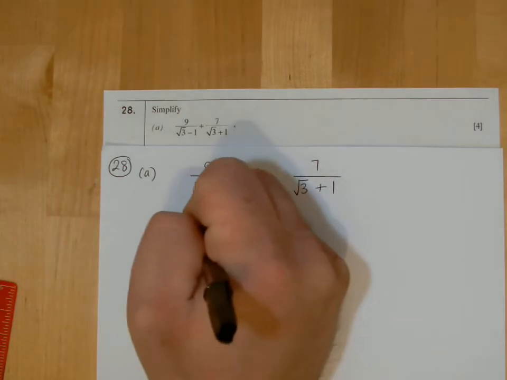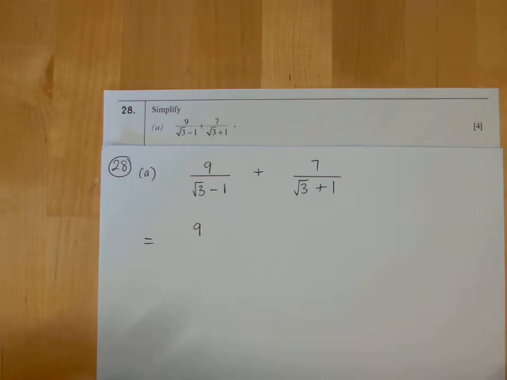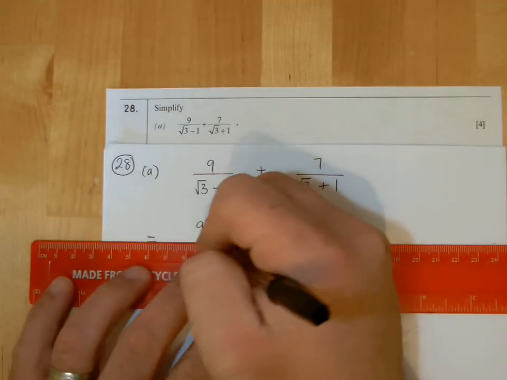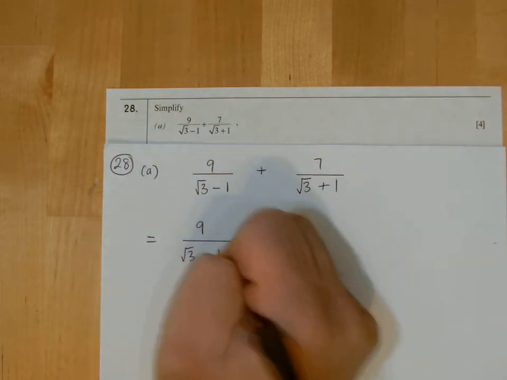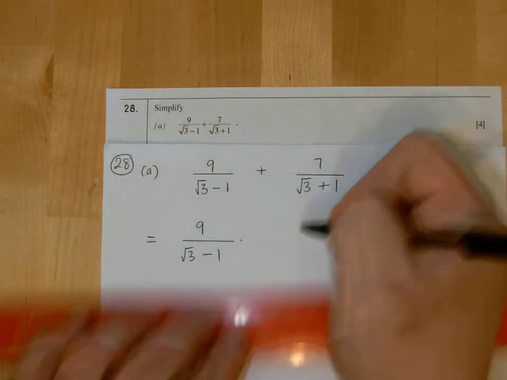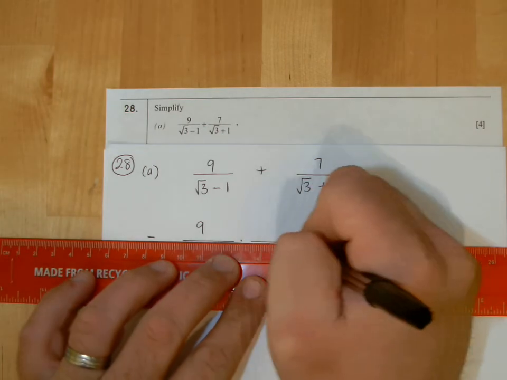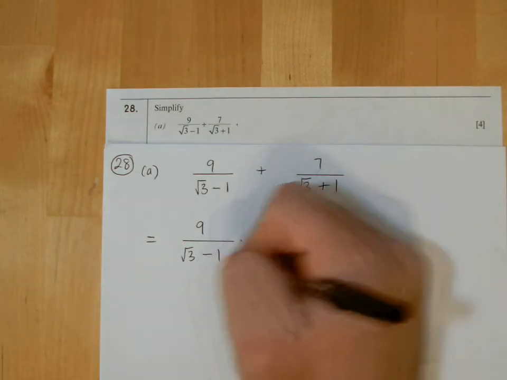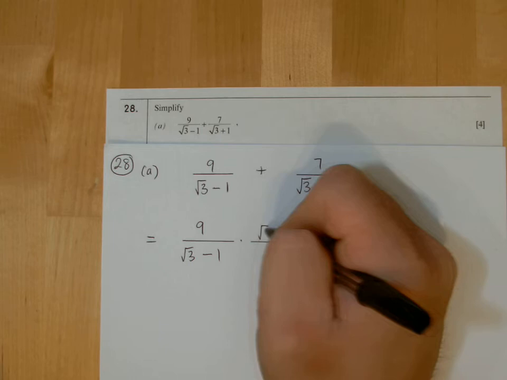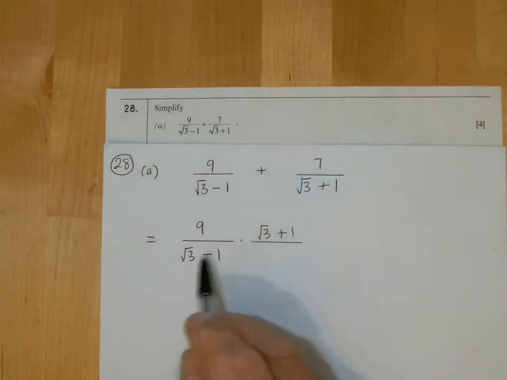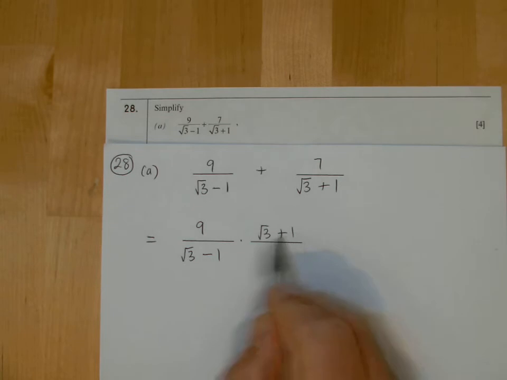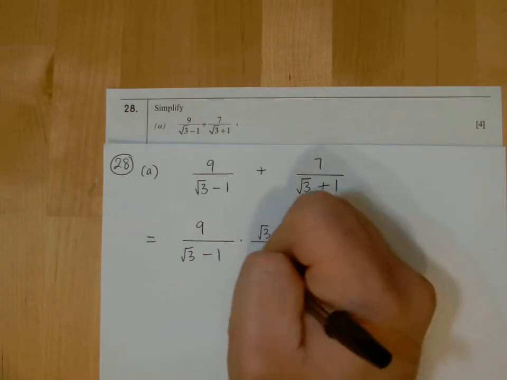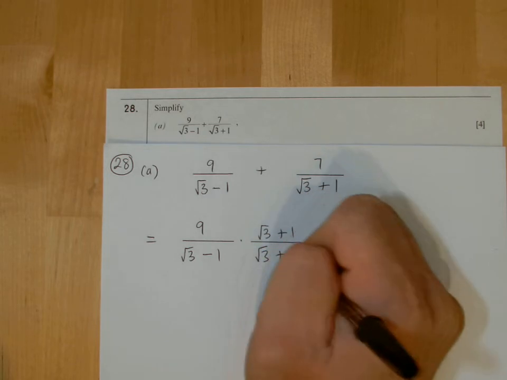So if I look at the first one, for instance, we're going to need here root 3 minus 1, but you multiply it then by the conjugate of that. So root 3 minus 1 becomes root 3 plus 1. Remember, you simply take whatever's on the bottom and you write it out again, but you change the sign. So whatever's in the middle there, you change it. So it's a minus, change to a plus. And you obviously times the bottom by the same as well.